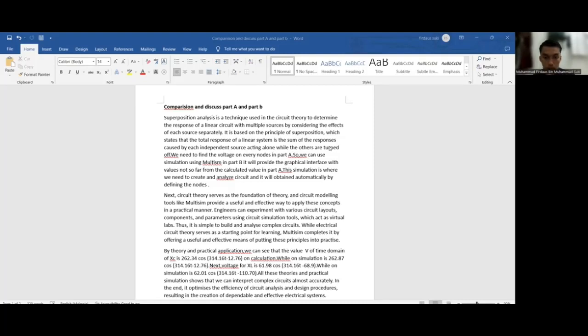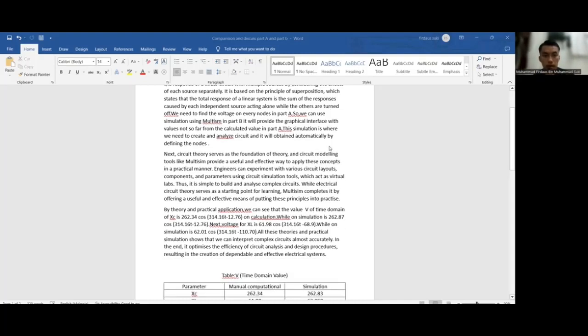In this simulation, we create and analyze the circuit, and it obtains results automatically by defining the nodes. Circuit theory serves as the foundation, and circuit modeling tools like Multisim provide a useful and effective way to apply these concepts in a practical manner. Engineers can experiment with various circuit layouts, components, and parameters using circuit simulation tools, which act as virtual labs. Thus, it is simple to build and analyze complex circuits. While electrical circuit theory serves as a starting point for learning, Multisim complements it by offering an effective means of putting the principles into practice.